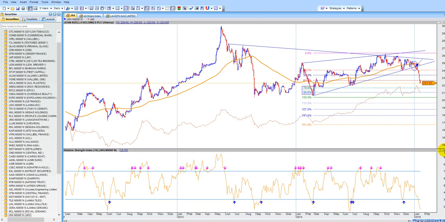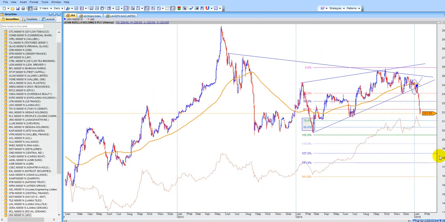Okay, so let me remove this one. Now it will look much easier for us to have a look at it. The chart is 3 year. It's on a daily closing.